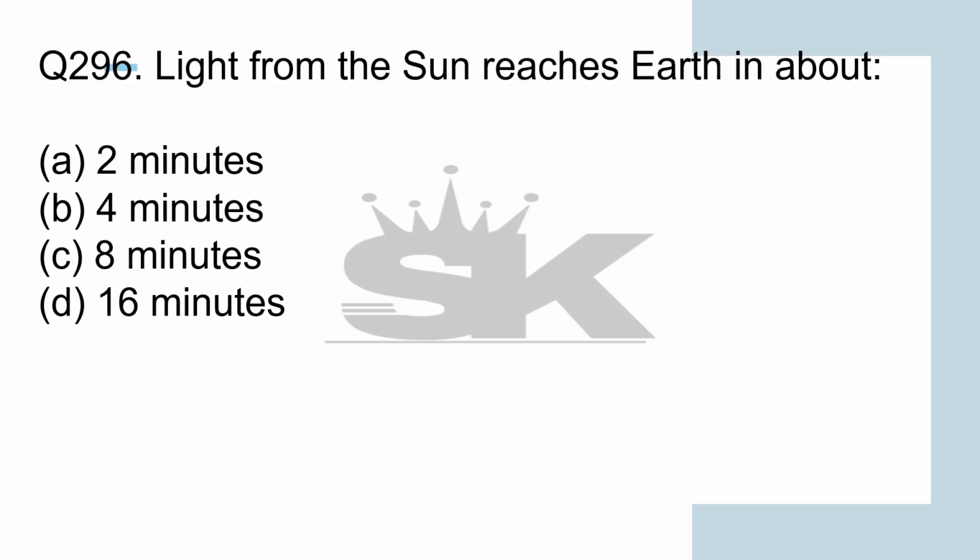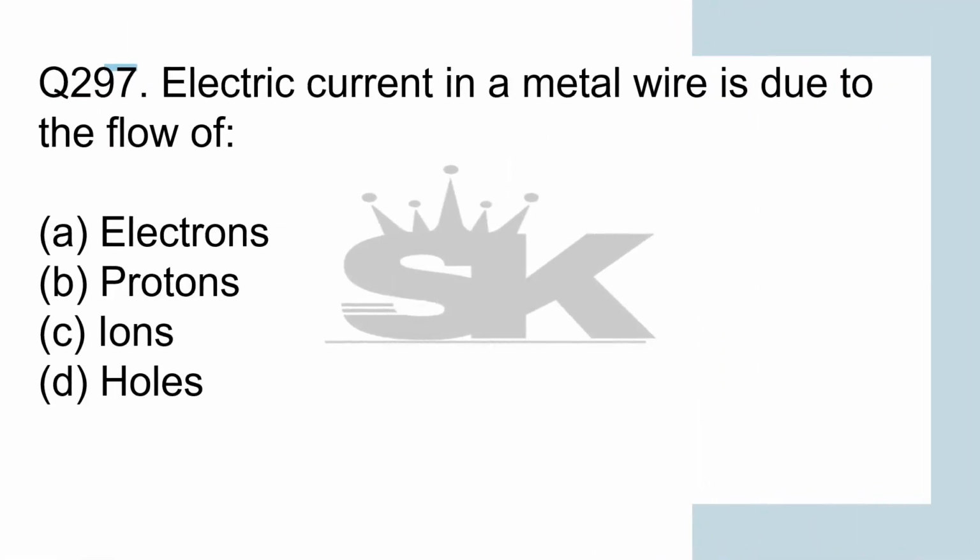Light from the sun reaches Earth in about 8 minutes. Okay. Electric current in a metal wire is due to the flow of electrons.